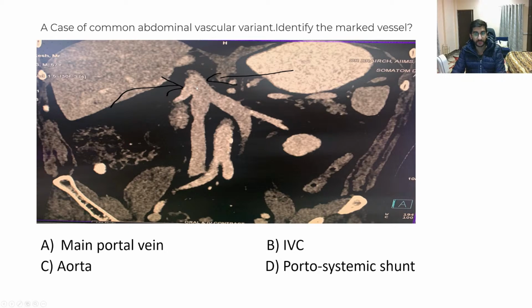So the marked vessel is IVC, not aorta. Aorta is this vessel, and it is not a portosystemic shunt. This is not a portal vein. So the marked vessel was IVC. So we move on to the next question.